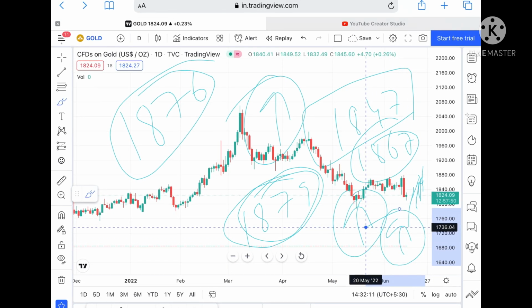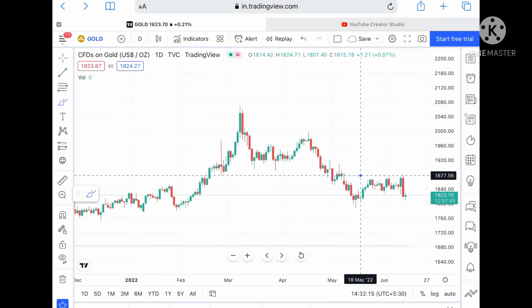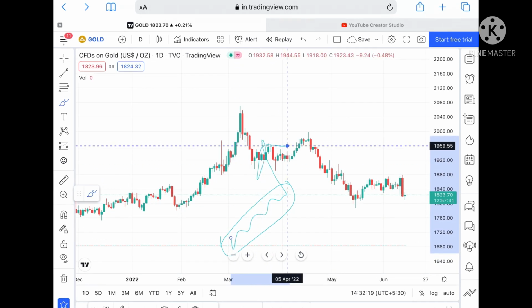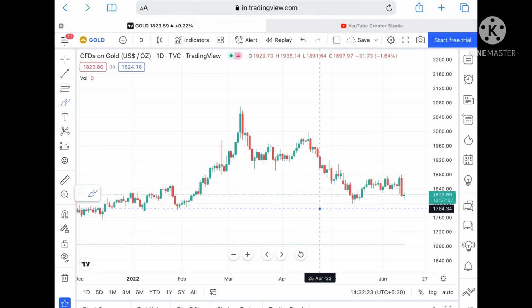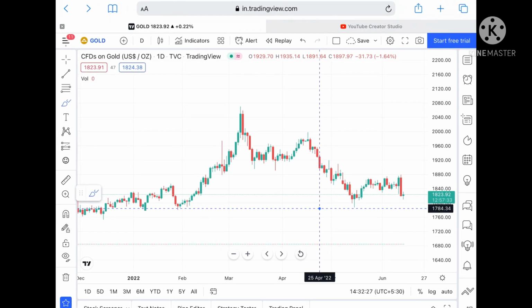Now something that you have to understand: if the range breaks upside or downside after a certain period of time, then only we can see there will be a sharp move or sharp fall in the price of any commodity or any chart pattern, because I'm telling you how these chart patterns are read.